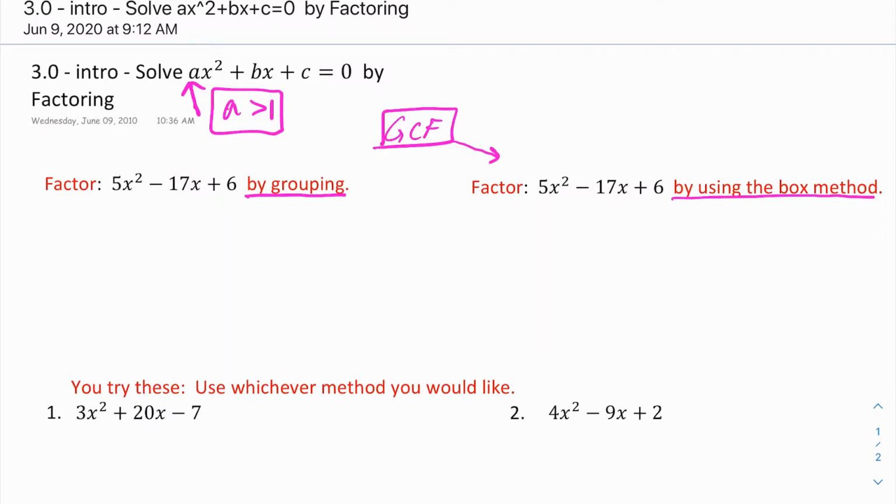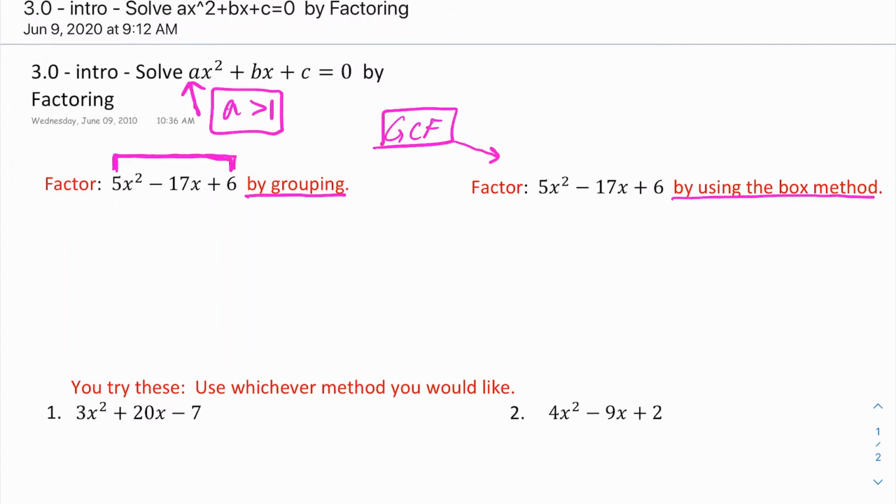Okay, if the a term is bigger than 1, and even if the a term is 1, you can always use this method, because after we learn the easy way, which is just the factor and sum, people start using that for everything, and it doesn't work for everything. So by grouping, you multiply the first and last term together. This is a 3-step process.